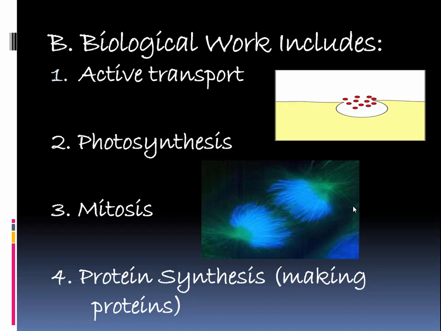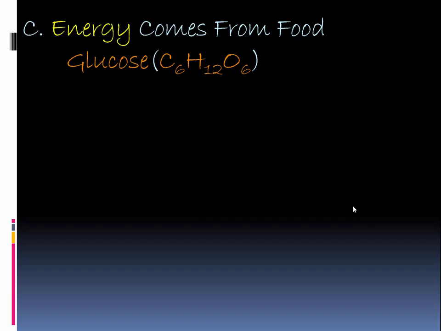So those are some things that help us carry out life functions, right? That's biological work. Active transport, photosynthesis, mitosis, protein synthesis. That's just to name a very few things that include biological work. So we mentioned before that energy has to come from the food that we eat. Essentially, it's glucose. Remember C6H12O6. Glucose is a molecule that we use to create this energy.